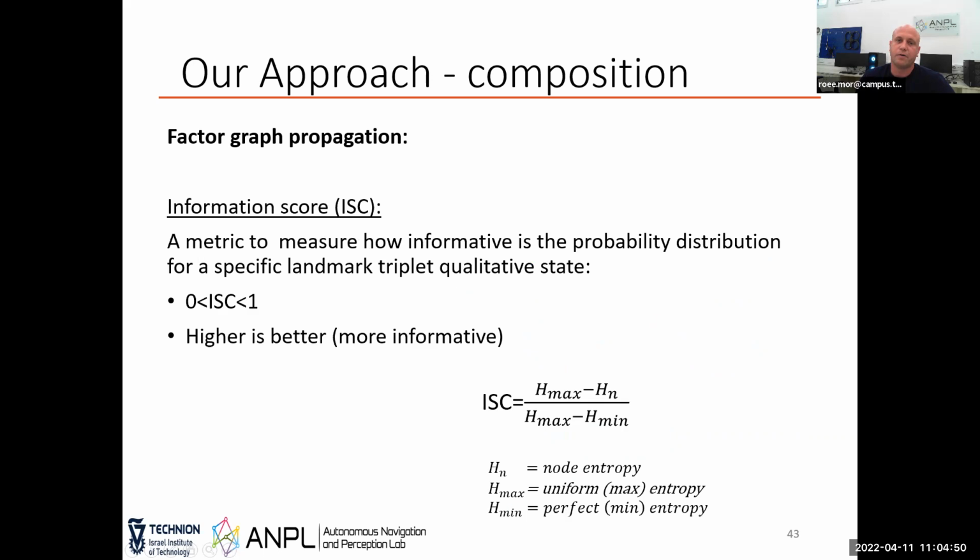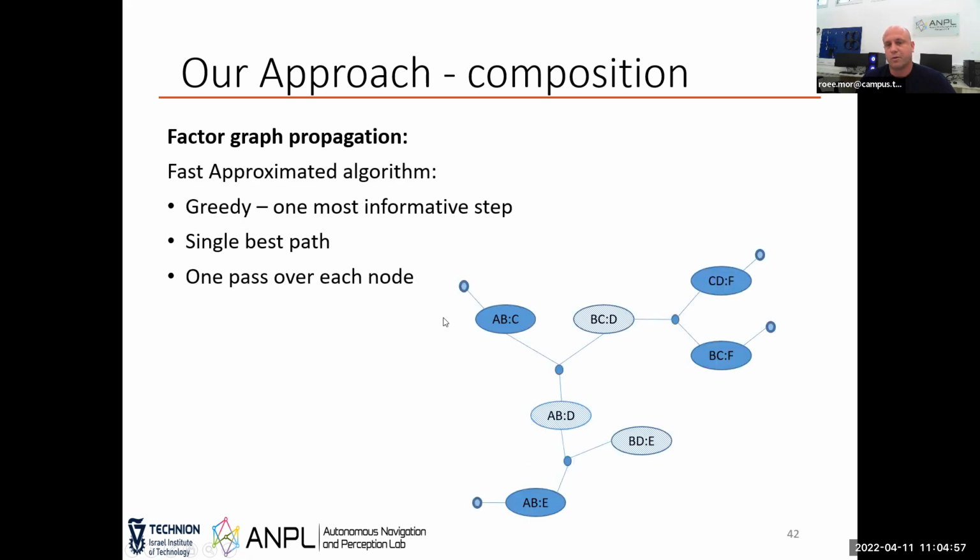For this algorithm, we use something called an information score. You can ask, what is information? How to represent the information in each node?